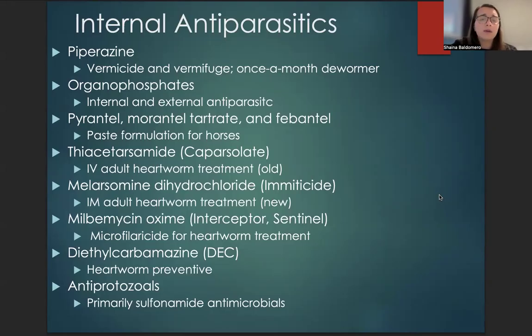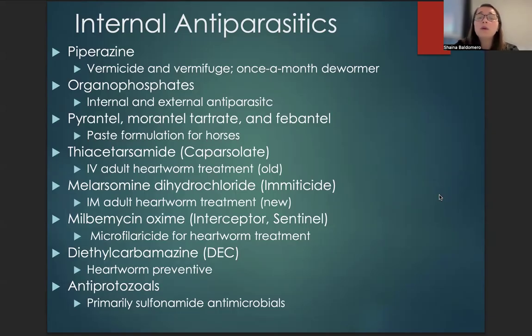Now, we want to avoid that though at all costs. We don't want a dog or a cat to get heartworm. It's more common for dogs to get heartworm. I've actually never seen a heartworm case in a cat. Not that it can't happen. I've just never seen it in my many years of working in cat specialty.